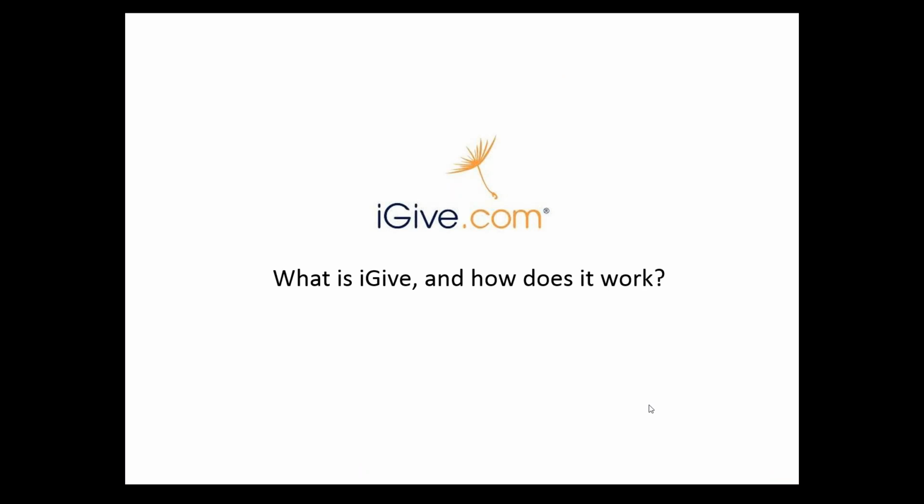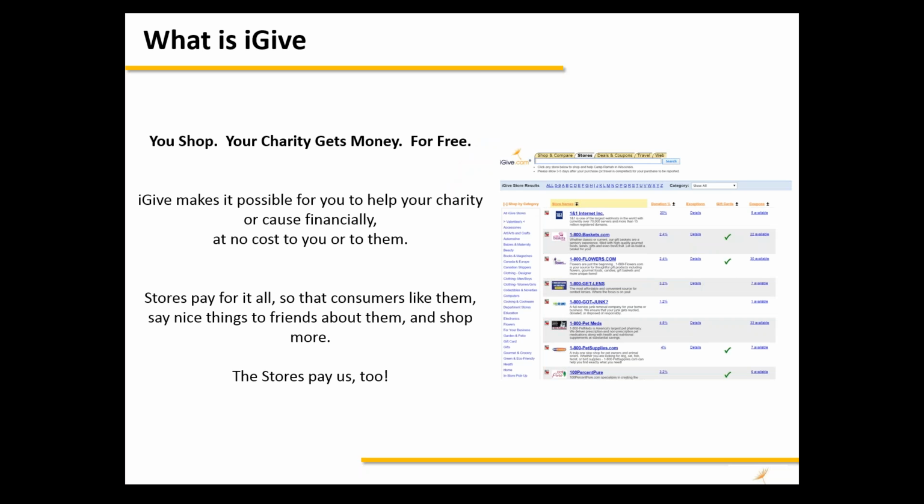What is iGive and how does it work? Well, besides the fact that it works really well and really easily, fundamentally, iGive makes it possible for you and your friends to support a cause or a charity that you care about. It doesn't matter how big, it doesn't matter how small, you support it by going to shop at one of the 1,600 different stores, and they, working with you, make sure that money goes to your particular charity. The stores pay for it all. That is, you don't pay for it, and your cause doesn't pay for it.